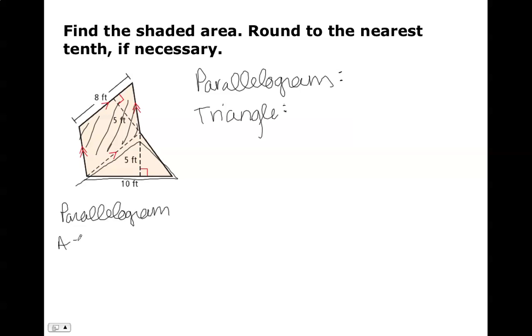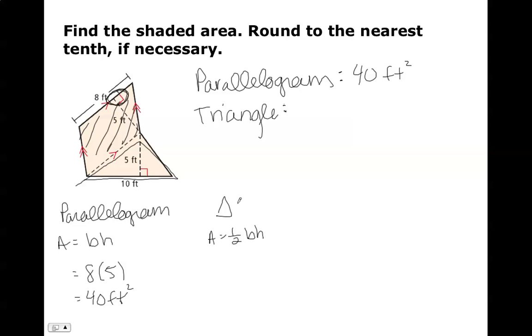So if we were to do our parallelogram, we know that to find the area of a parallelogram, we do base times height. Well, looking here, here's our height because we found the right angle. So the height is 5 feet and the base is 8 feet. So that's simply 8 times 5, which is 40 feet squared. When we look at the triangle, the area of a triangle is 1/2 base times height. Well, notice here's the right angle, so we know that our height is 5 and our base is 10. So we can just substitute in 1/2 times 10 times 5, which does give us an area of 25 feet squared.